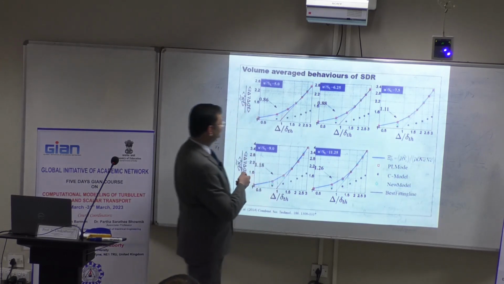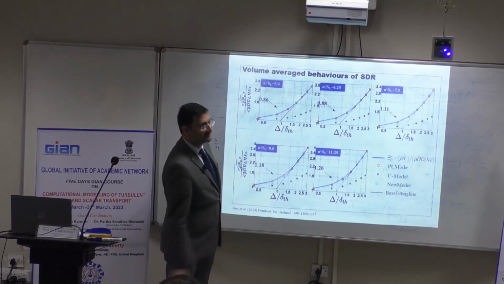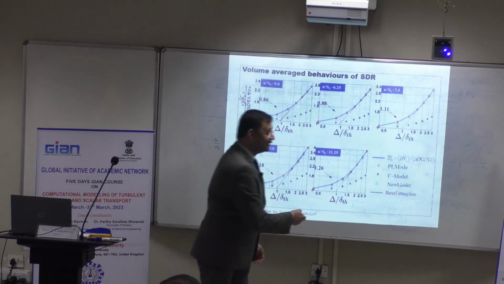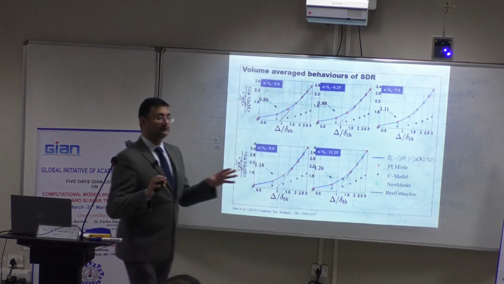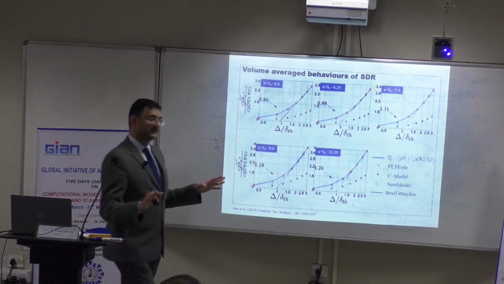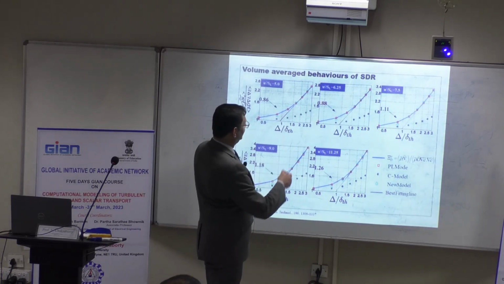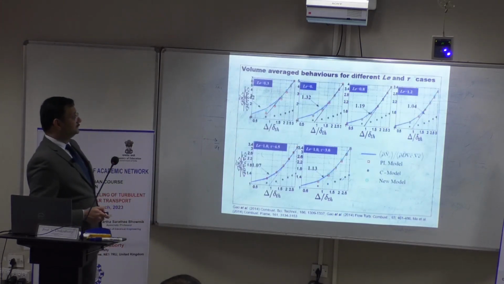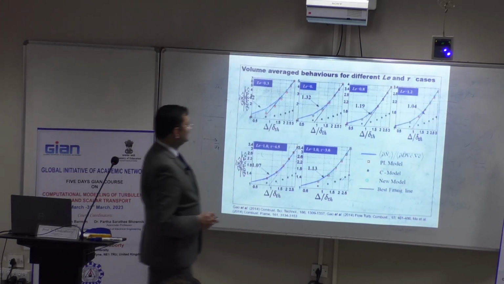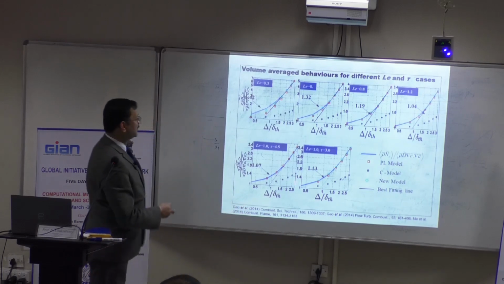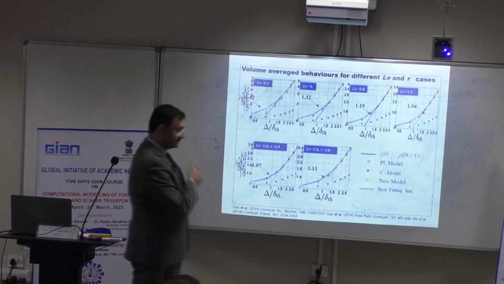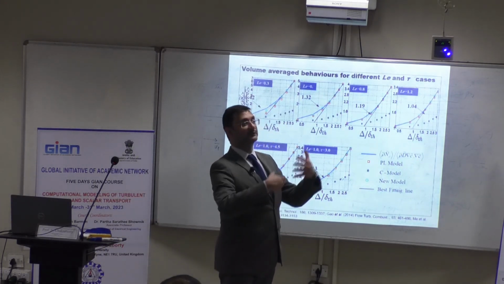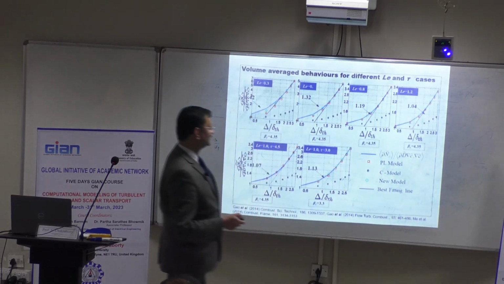The conventional model, this one, doesn't capture the behavior at all. Okay? The new one, which we did based on the equilibrium of the generation and destruction of scalar dissipation rate, does a very good job in terms of capturing the behavior. And the same for non-unity Lewis number, you will see that the power law exponent increases with decreasing Lewis number, basically telling us that as Lewis number decreases, the flame becomes more wrinkled because of the thermodiffusive effects.